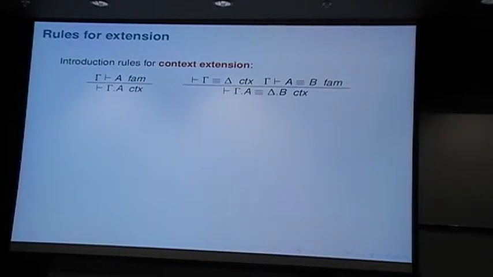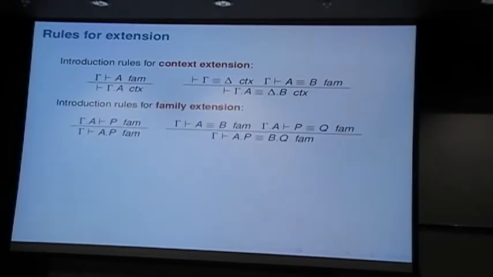So context extension assigns to a family in a context A a new context, which you call gamma.A. And there's an equality rule that says if gamma and delta are equal and A and B are equal, then those extensions are equal. This is a sort of administrative rule that doesn't have too much content, but you do have to require it because it doesn't follow.